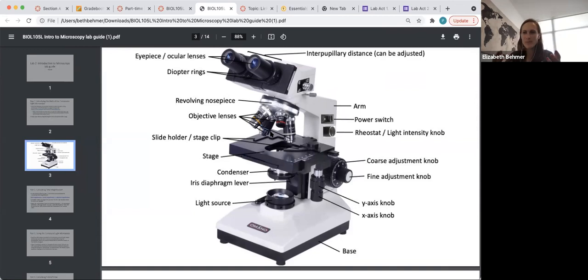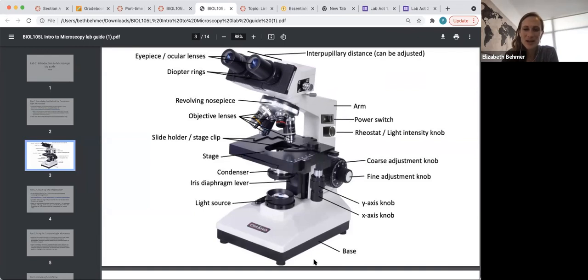So the whole point of a microscope is to focus in on your sample, so that whatever you're looking at, a cell or a piece of a cell, you can zoom in on it and see it much better than you would if you were just looking at it with the naked eye.